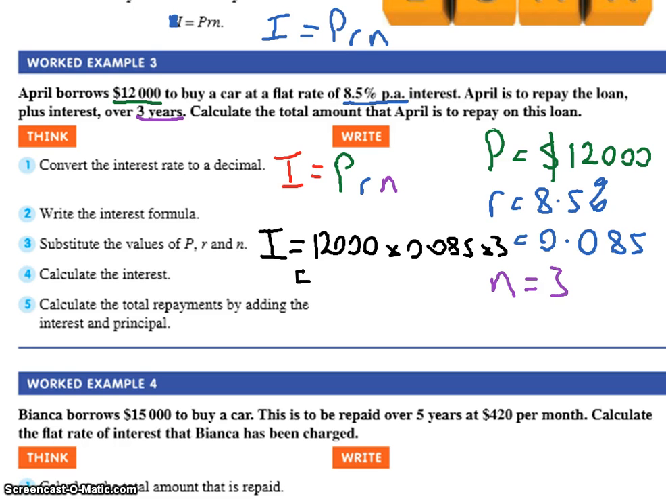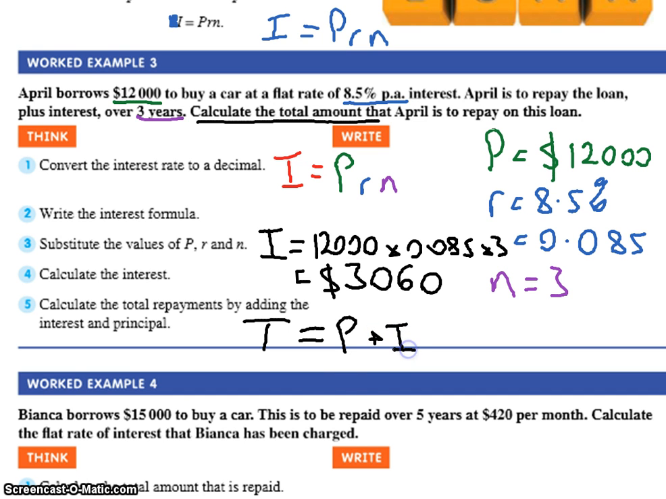What was it, sorry? 3,060. Excellent. Now, that's the interest. The question says, calculate the total amount. So how do we find the total amount? Total amount would be what? They borrowed 12,000, which is the principal. Then they're paying this much interest. Add them. Excellent. Well done.